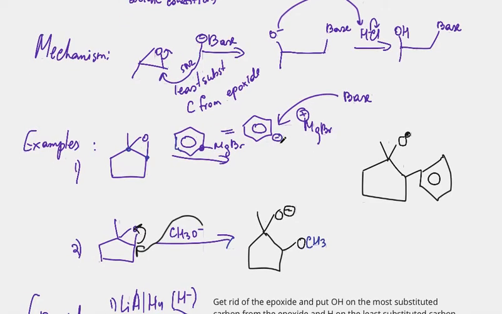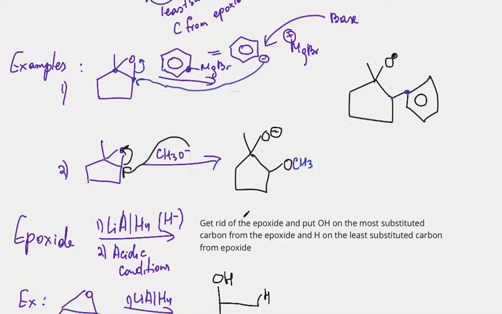And what will happen is that this carbon is going to attack the least substituted carbon, push these electrons up, so you will get your Grignard reagent, in this case your benzene ring, on the least substituted carbon. That's the carbon that attacked. So the carbon that attacked will attach to the least substituted carbon from the epoxide, and you will get O minus on the other carbon, which could be protonated later on through acidic conditions.